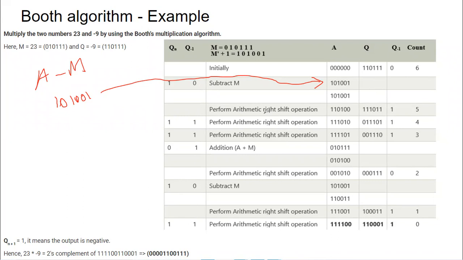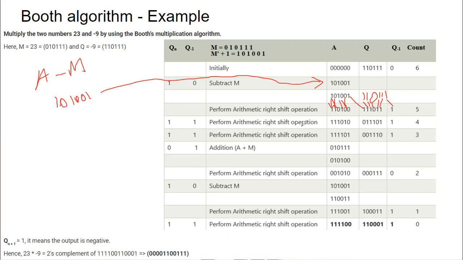Then now we do an arithmetic shift operation. So when we do the arithmetic shift operation, we have this Q value, 0, 1, 1, 1. Now this is shifted. This one comes here, 0, 0, 1, 0, 1, and this one goes here also. So now after shifting one position towards the right, our data in A and Q is like this. Now we have to decrement, right? Since we have done one arithmetic shift, decrement. We get the value 5.